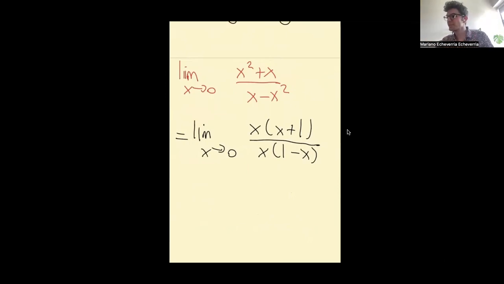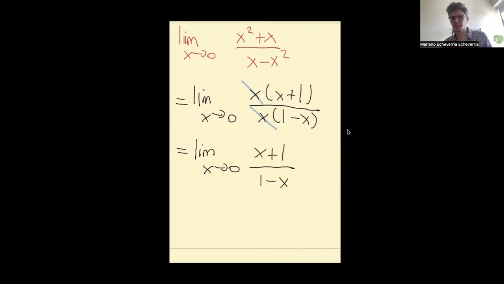And then this is great because there's an x both in the numerator and the denominator, so you can get rid of it. And when you do that, you get limit as x approaches 0 of x plus 1 divided by 1 minus x. Is that making sense? And then, I mean, you can kind of do it in your head for a while, but in the end, it becomes more automatic.